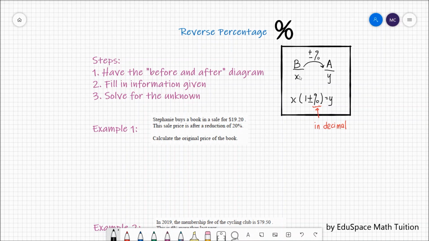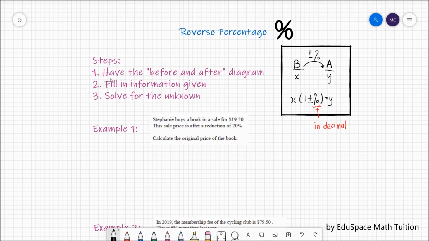So in this case, it is always better for us to draw out a before and after diagram. So if you have a before value, which is x, and then you have the after value, which is y, and then from before to after there is an increment or decrement of a percentage. If you can present this into a diagram, you can easily form that into this equation, which is your original before value multiplied by 1 plus or minus, depending on whether it's an increment or decrement of the percentage. This will be giving you the final after value.